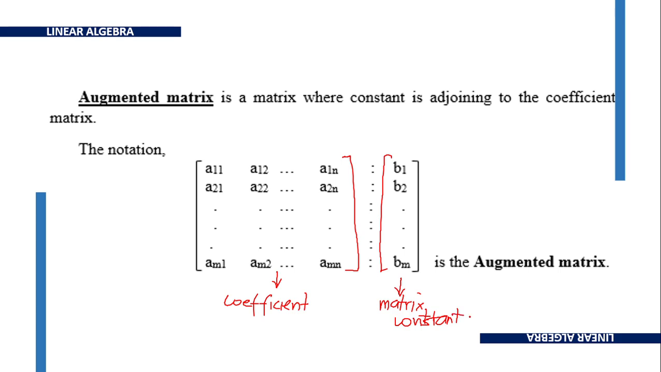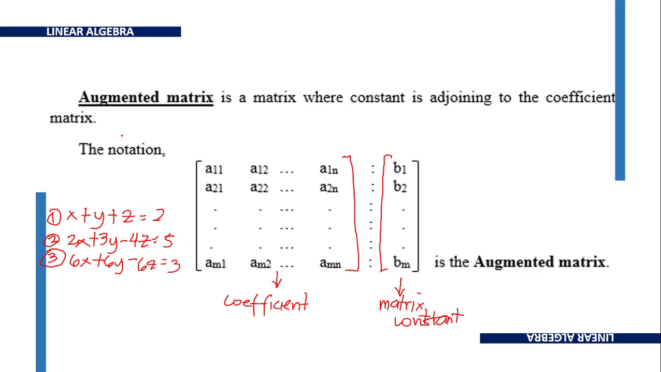Or for example, gawa tayo ng augmented matrix. So, for example, gawa tayo dito ng tatlong equation. So, we have x plus y plus z is equal to 2. 2x plus 3y minus 4z is equal to 5. And 6x plus 6y minus 6z is equal to 3. Okay? So, gawin natin yung augmented matrix. Pag ginawa natin yung augmented matrix, dapat sa iisang matrix magkakasama na yung ating coefficient matrix and yung ating matrix constant.